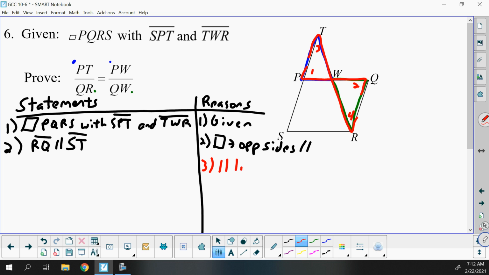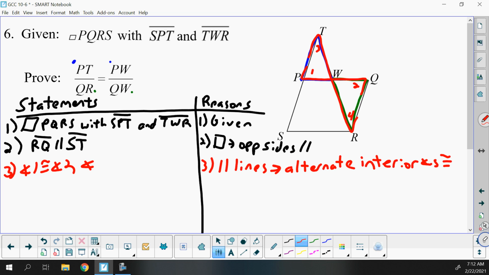And we'll have our parallel lines implies alternate interior angles congruent, giving us 1 congruent to 2, and angle 3 congruent to angle 4. Just like the other ones we've seen with this, you could have done vertical angles. It just would have been an extra step, so this was a little quicker. We've got two sets of angles congruent, so let's do our angle similarity postulate.